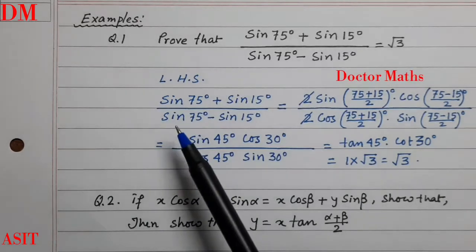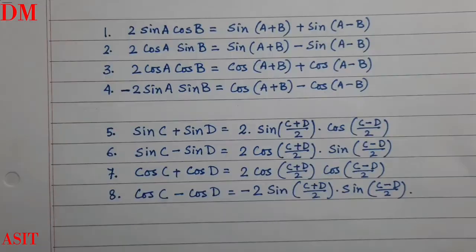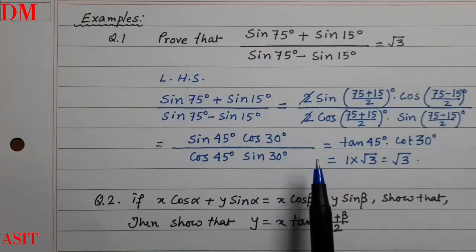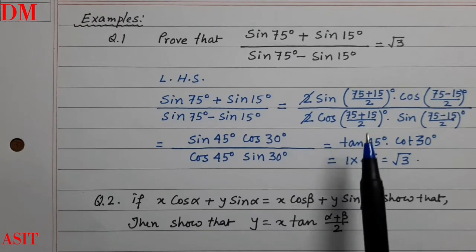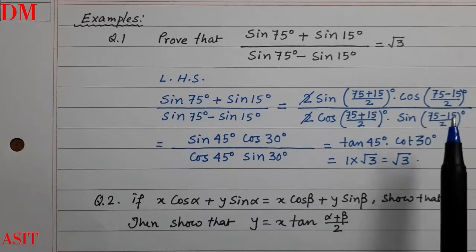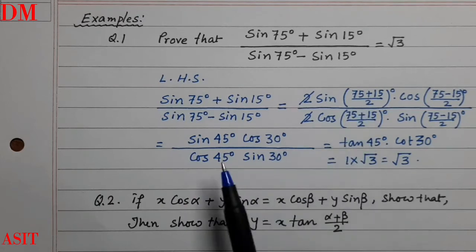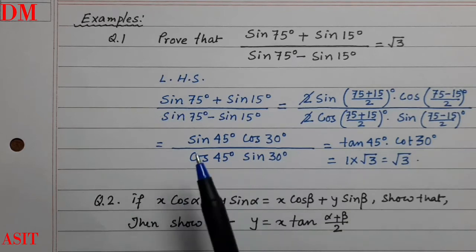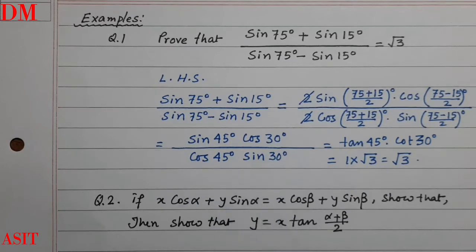And in the denominator it is sine C minus sine D. The formula for sine C minus sine D is 2 cos C plus D by 2 into sine C minus D by 2. Hence we have 2 cos 75 plus 15 by 2 into sine 75 minus 15 by 2. Now if we calculate this, it gives 45, and this gives 30 degree. So we get sine 45 degree by cos 45 degree into cos 30 by sine 30.